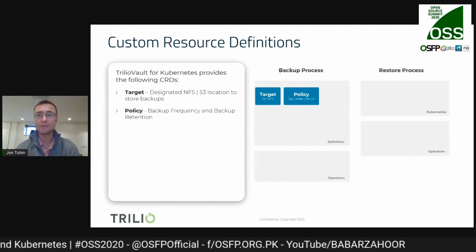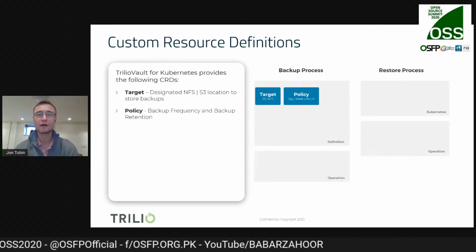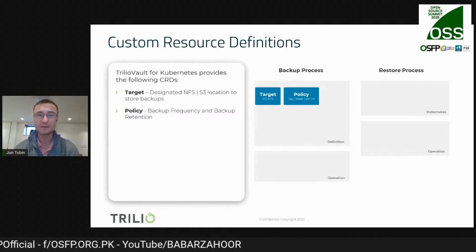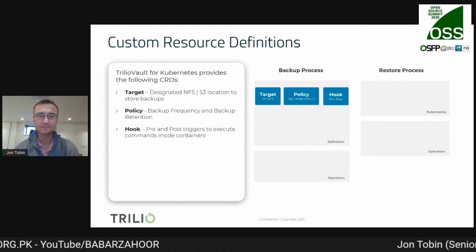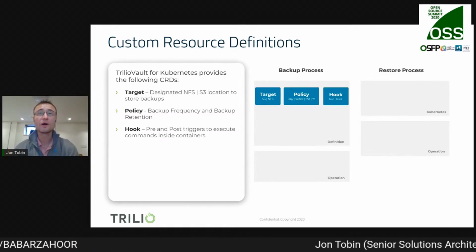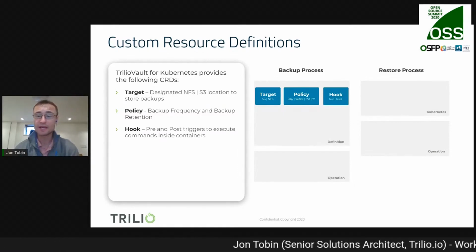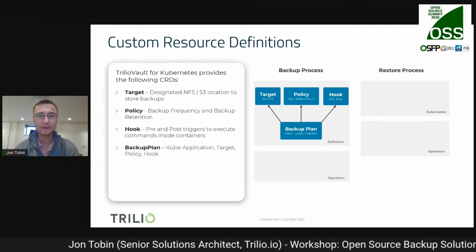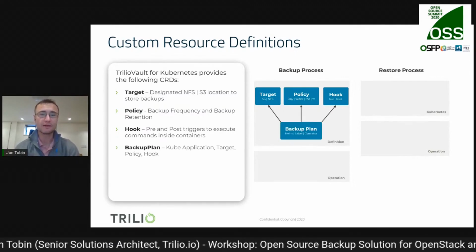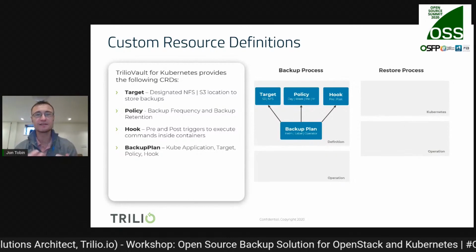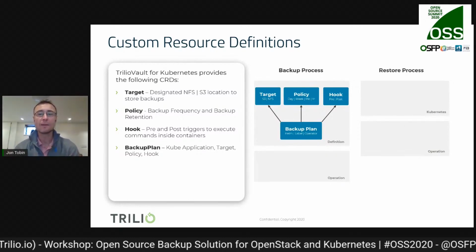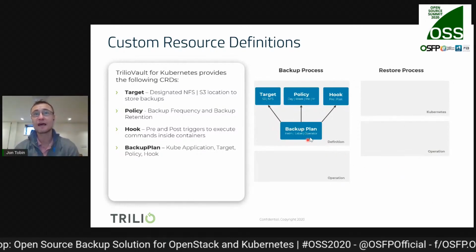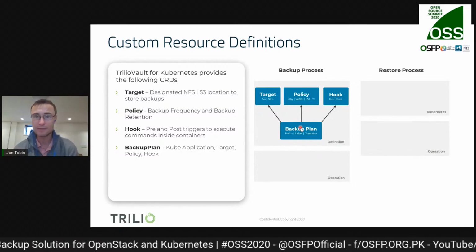So these are policies inside of your environment, things like backup and retention policies. And then also hook scripts. Some applications require quiescing before they get backed up, and hook scripts allow you to do that. We also have a backup plan, which is a way to define an application and say, I'm going to take this application, whether it's a Helm, label, or operator-based application.